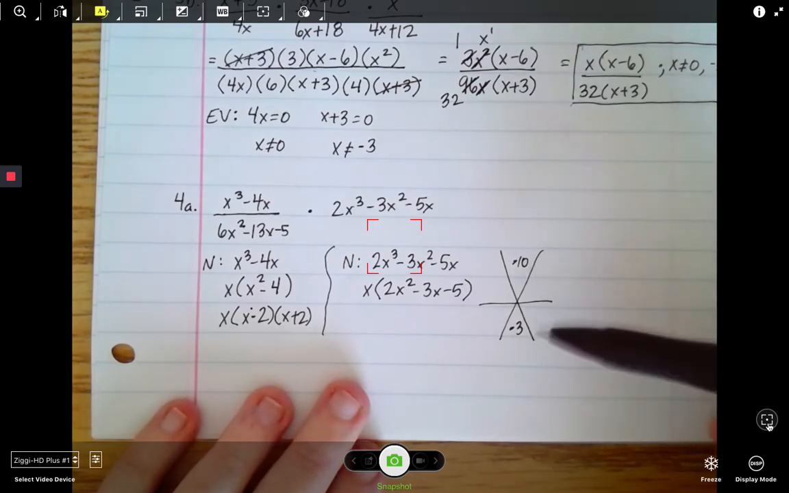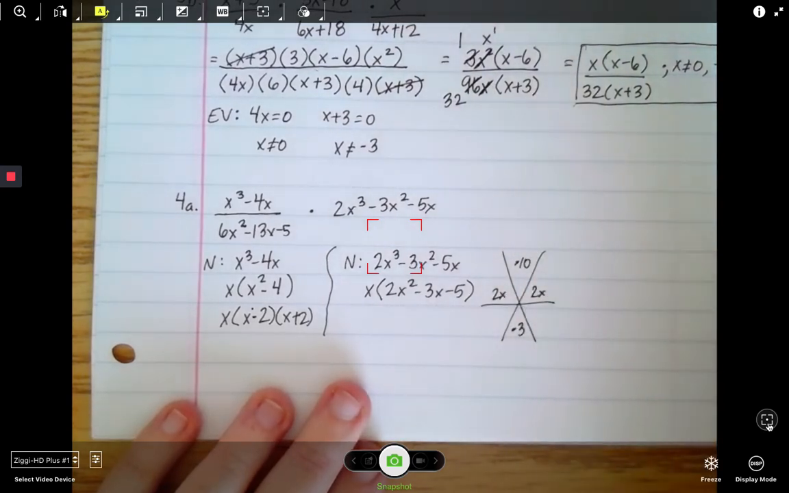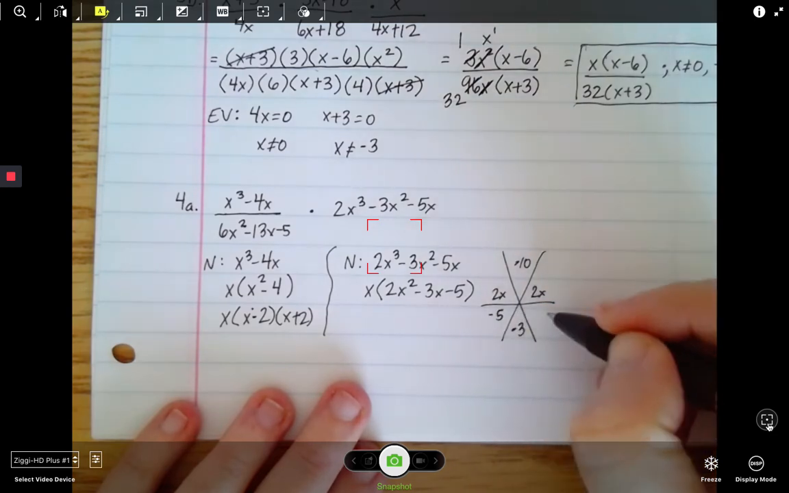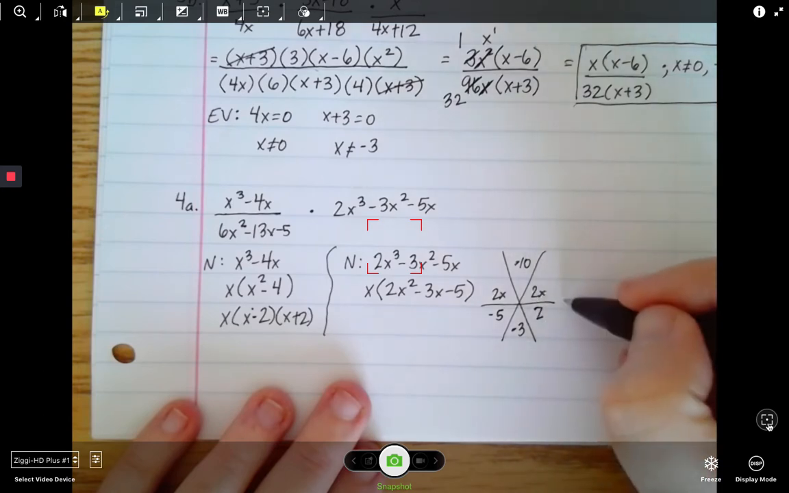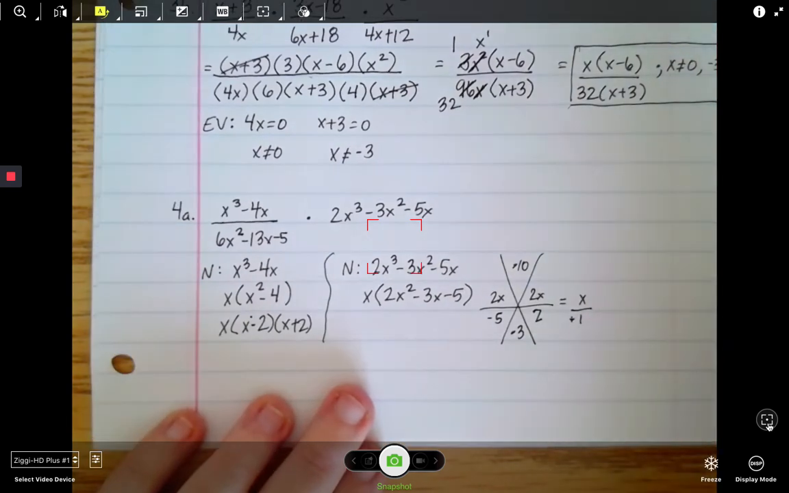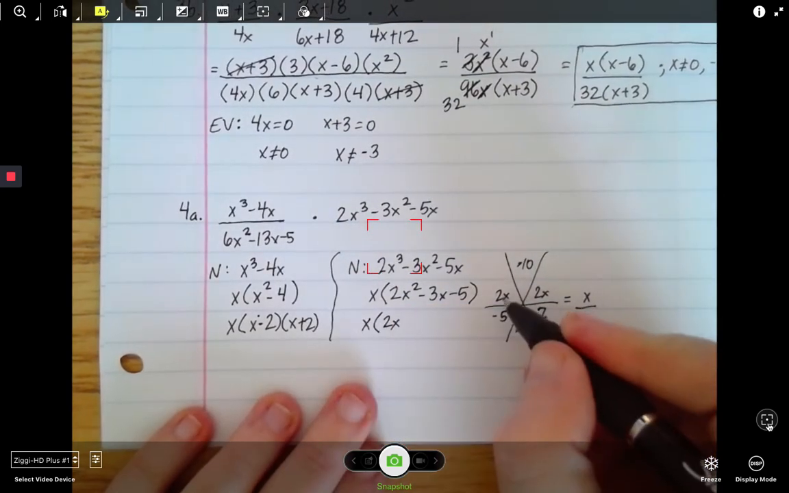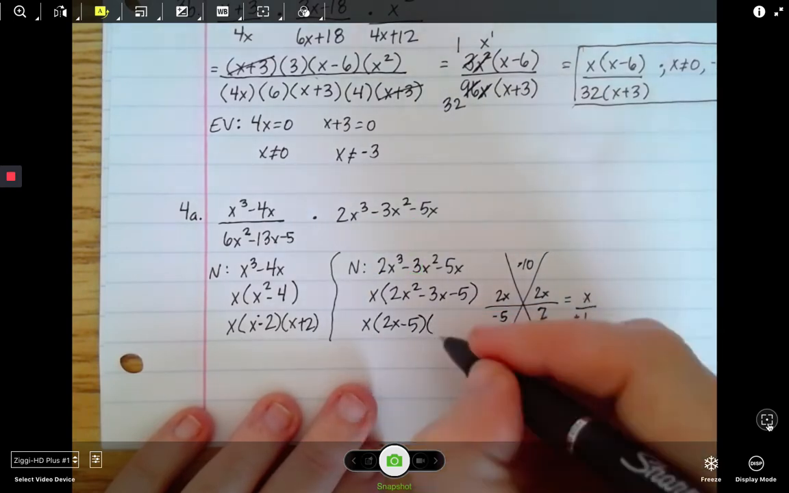Alright, so two numbers that will multiply to give me negative 10, but add to give me negative 3, would be negative 5 and 2. 2 over 2 simplifies to 1 though, right? So this would be x over 1, or x plus 1. So my two factors are x times 2x minus 5, and then x plus 1.